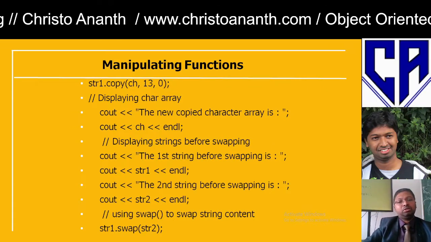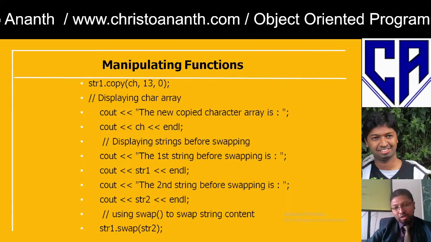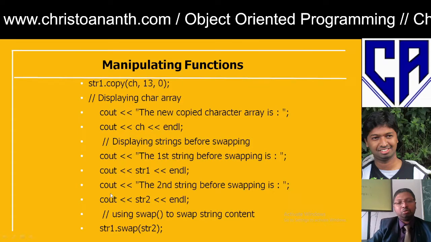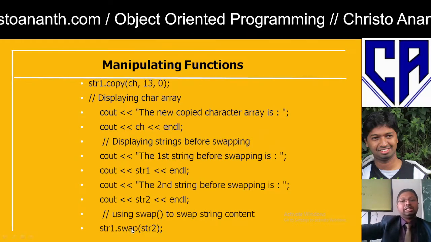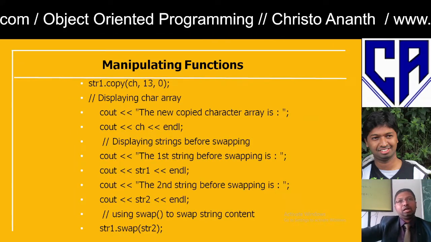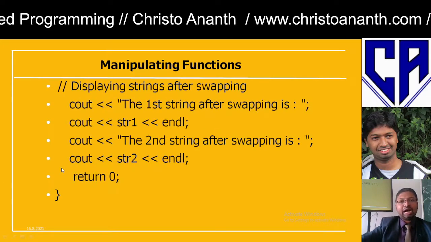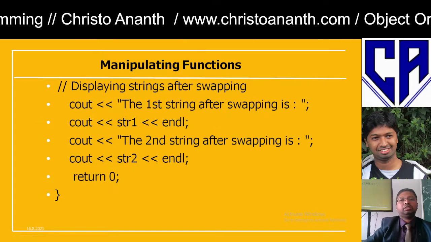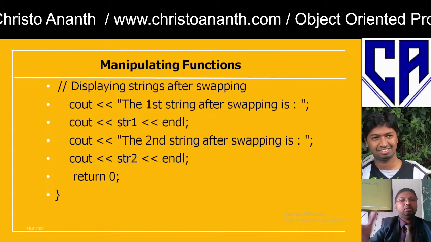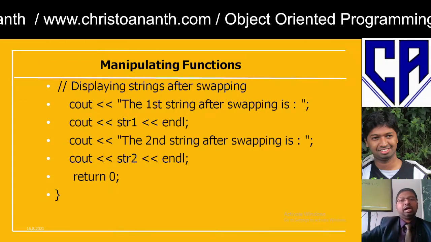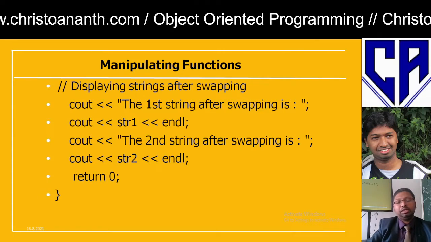Then you swap the string contents: str1.swap(str2). So you are going to swap str1 and str2. This is after swapping: cout the first string after swapping is str1, and the second string after swapping is str2, and then you return 0.